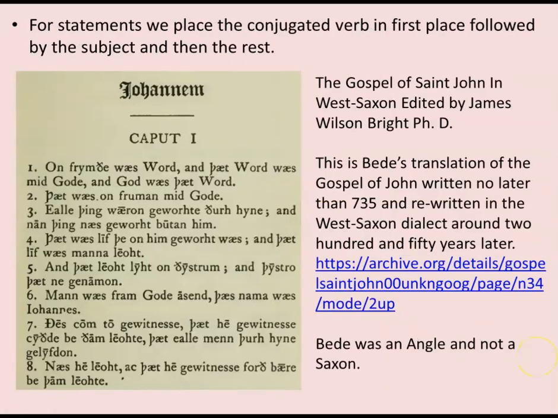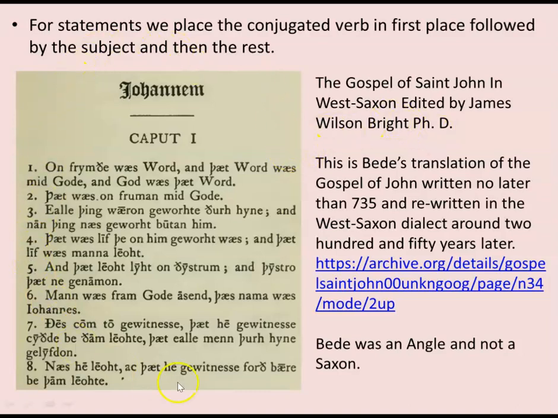Now, let's get more towards the subject of this video. For statements, we place the conjugated verb in first place, followed by the subject, and then the rest, and so on. You just saw that on the previous page. Now, the point of this video is the Gospel of St. John in West Saxon, edited by James Wilson Bright. This book was written in the late 19th century when research into Old English was at its height.